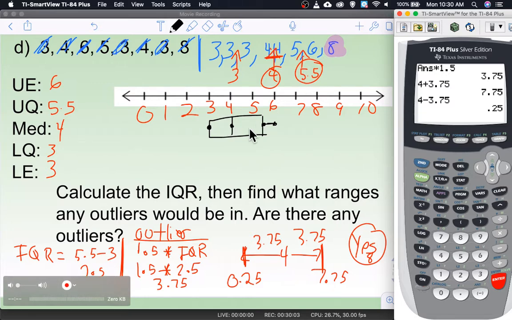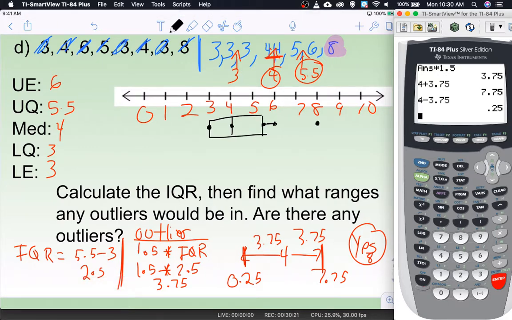Now what about that 8? By the way, see how he doesn't have a whisker? My whisker and my quartile are the same number. Median, upper quartile, upper extreme, outlier. We just throw another dot out here. He's an outlier. Sometimes you'll see the outliers as an X, but he's an outlier. So he does not get to be part of the Box-and-Whisker plot.